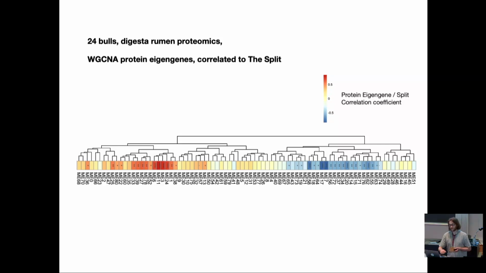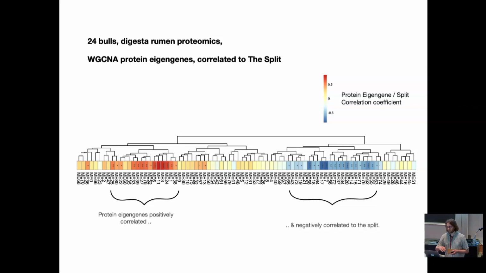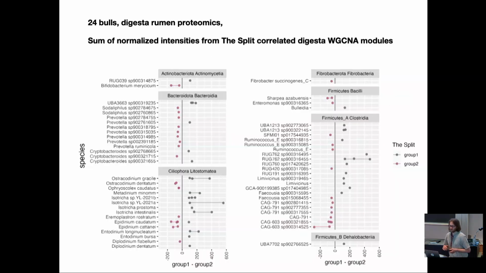To these clusters, or eigenproteins thereof, we can correlate our KPIs and metadata. What you see here are all digester eigenproteins correlated to the split variable. If we then take the top 5 most correlated proteins in these modules and summarize which species they come from, we get something that looks like this. The clades in the panes are phylum and class, and the names next to the dots are genus and species.